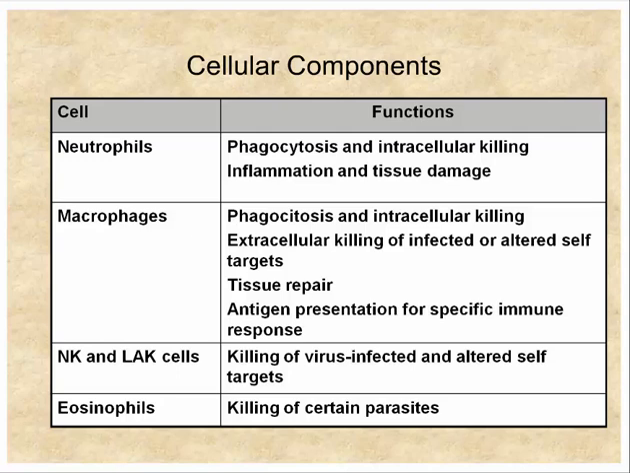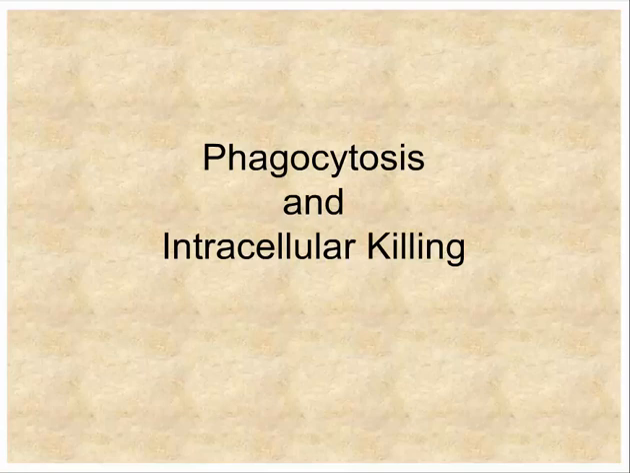And then we have the eosinophils. Eosinophils are particularly effective in killing certain parasites. The granules in the eosinophil are very toxic to certain parasites, primarily the worm parasites. And so they're important in defenses against those. All right, so let's look at this process of phagocytosis and intracellular killing.